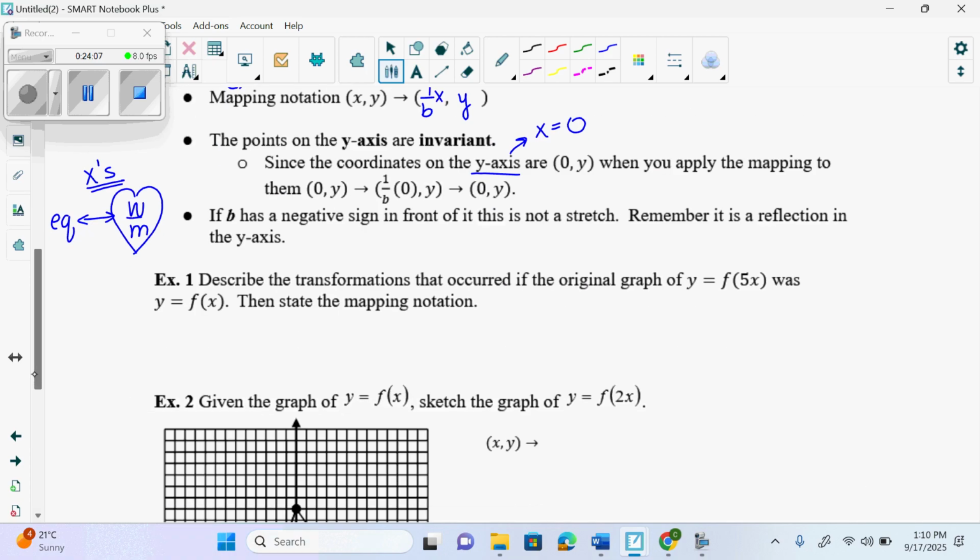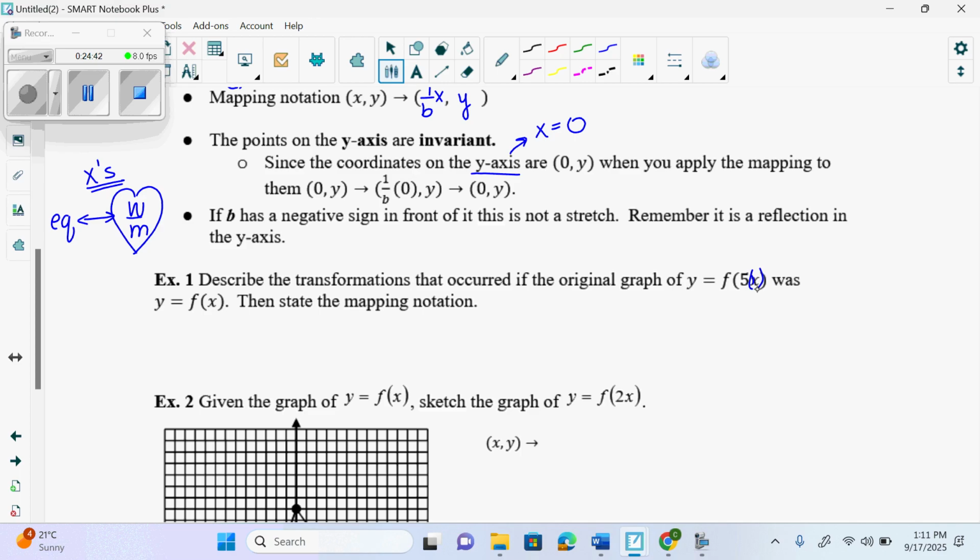So let's look at this first one. Describe the transformations that occurred if the original graph of y equals f(5x) was y equals 5x in state mapping. Now some people will say to me, Mrs. Lepp, there's not a 1 in front of the x, that's a problem. Okay? If all it is is no translations, you're fine, because we could go 5 times 1x technically, couldn't we? 5 times 1x is 5x, yes? Yeah. So if all it is is a stretch, you technically are okay to not put 1 in front, but if you really want to, you could go 5 times 1x, okay?